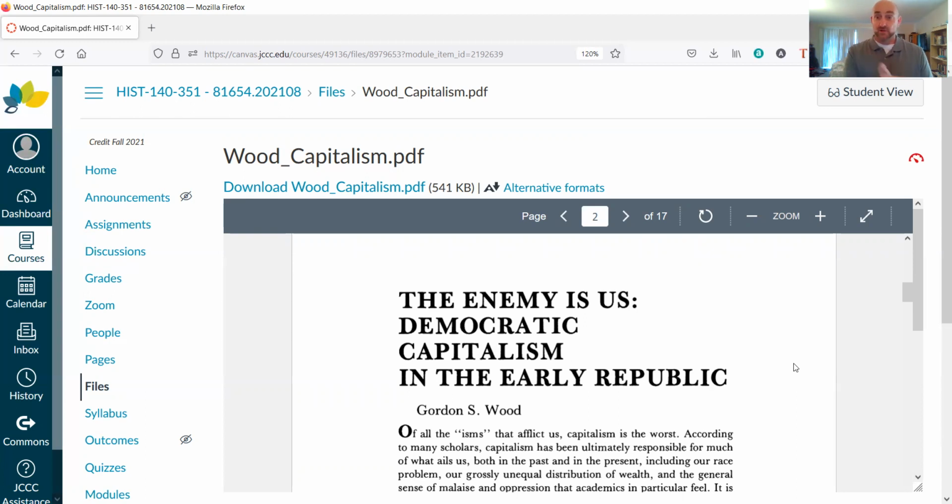Was it capitalist in the colonial period? Was it not? And he's going to talk about the origins of what he thinks modern capitalism is in the United States himself by the end of the article. It's pretty easy to read. He's a pretty good writer for an academic. That's one of the reasons I gave it to you.